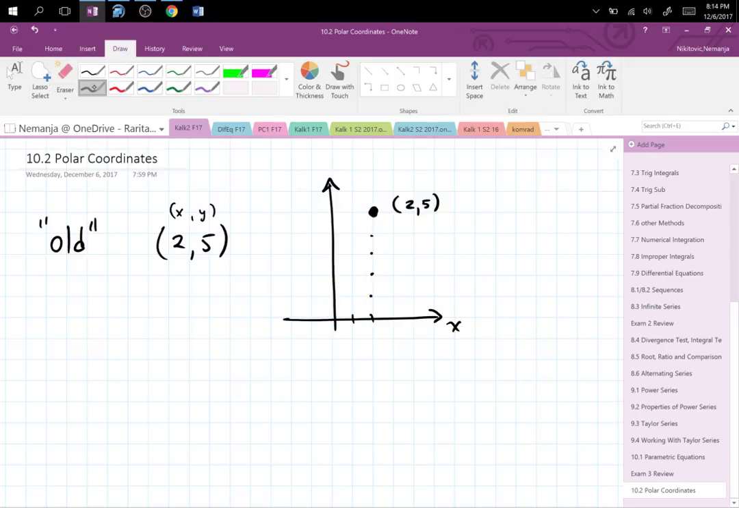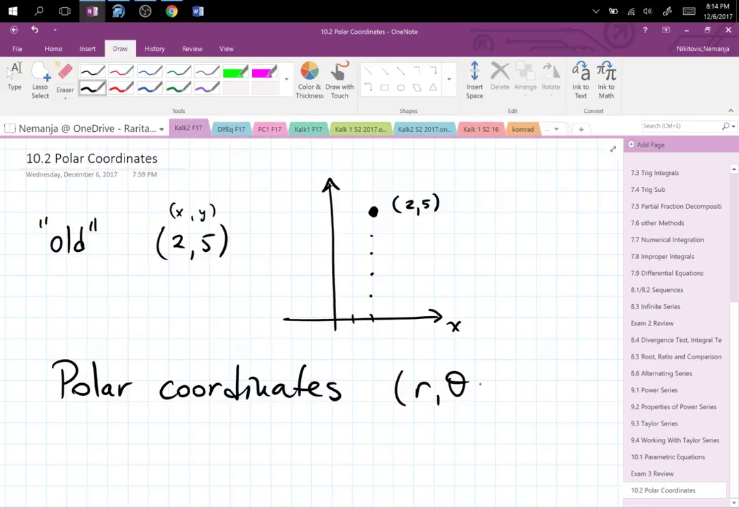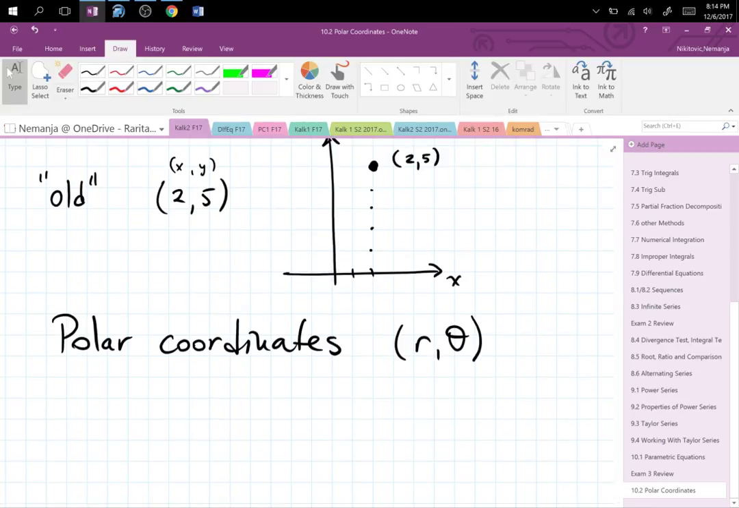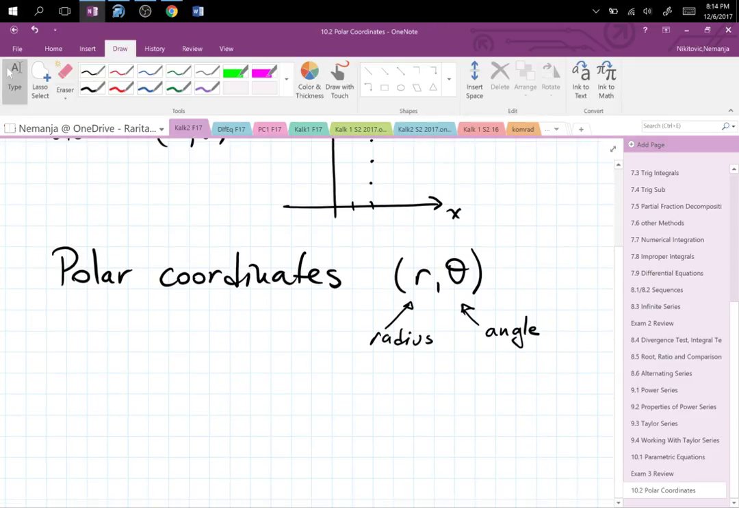Now, the new polar coordinates have r comma theta. R is the radius and theta is the angle. And the way they operate is you are assigned, let's say, 3 and pi over 4.